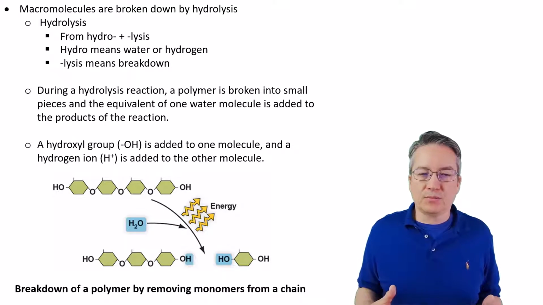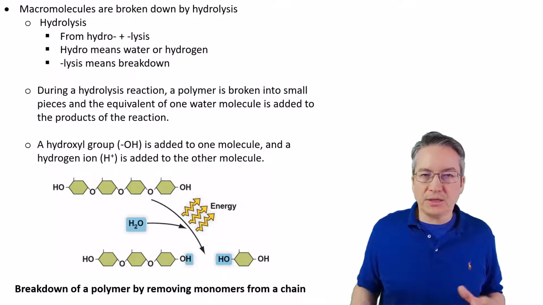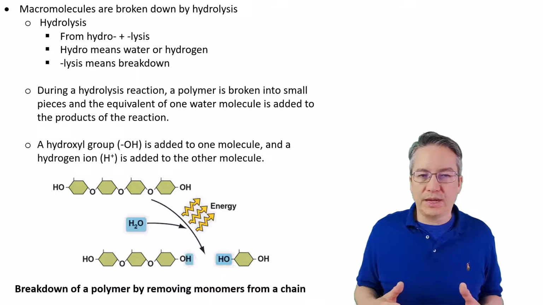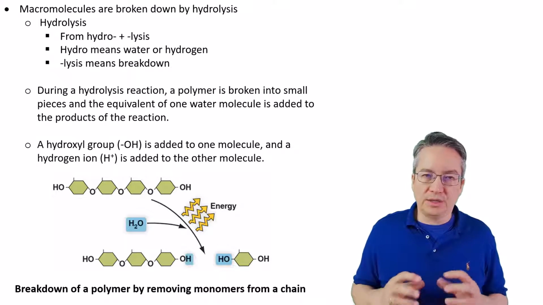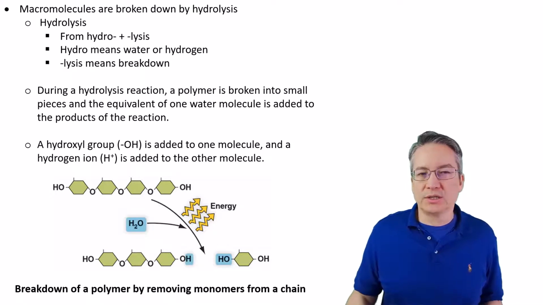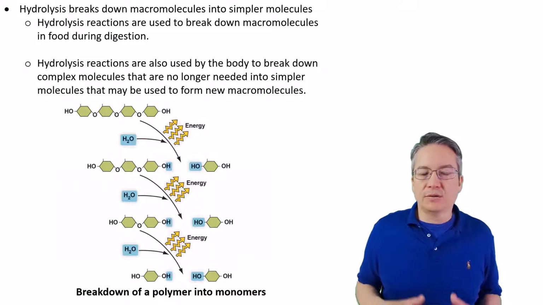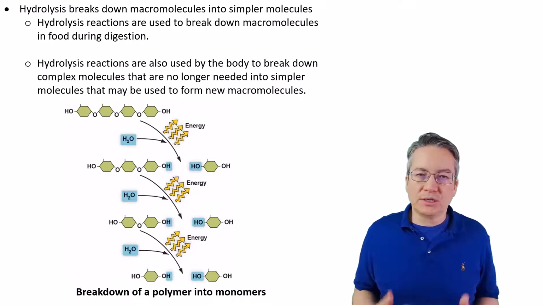But you can see what happens to the water. A hydroxyl group, OH, will now be attached to one of the subunits, and a hydrogen ion will be attached to another subunit. And so this helps in the breaking down of this chain of four subunits into now a chain of three subunits and a single monomer. So basically this is an important reaction, this hydrolysis, and it requires water, and it yields some energy, and it's breaking a complex molecule down into simpler molecules. So hydrolysis breaks down macromolecules into simpler molecules.